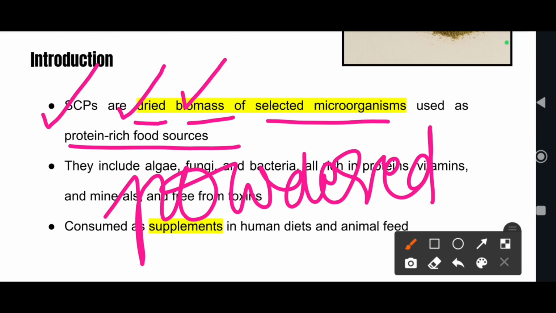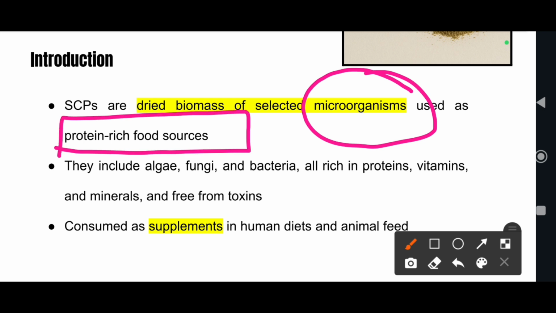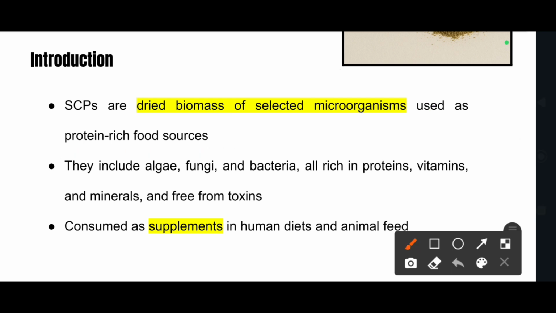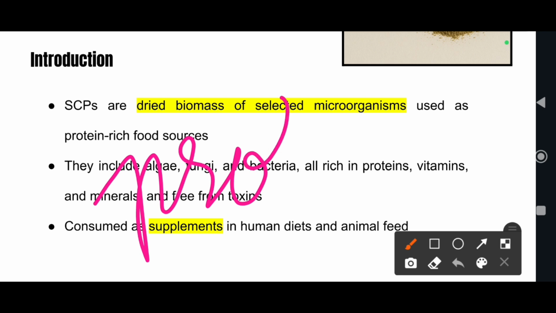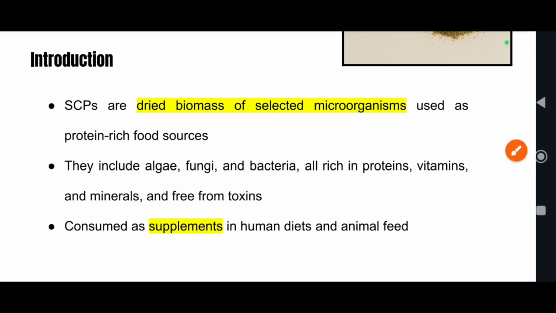What is biomass? It's something like an organic weight. Bio means life and mass means something related to weight. So it's an organic weight of a selected microorganism. Note this point that we are using microorganism as our SCP, and it is used as a protein rich food source. So the advantage of SCP is that it gives us protein. If any person in India or any country is facing a nutritional deficiency, then they can go for SCP as their protein resource.